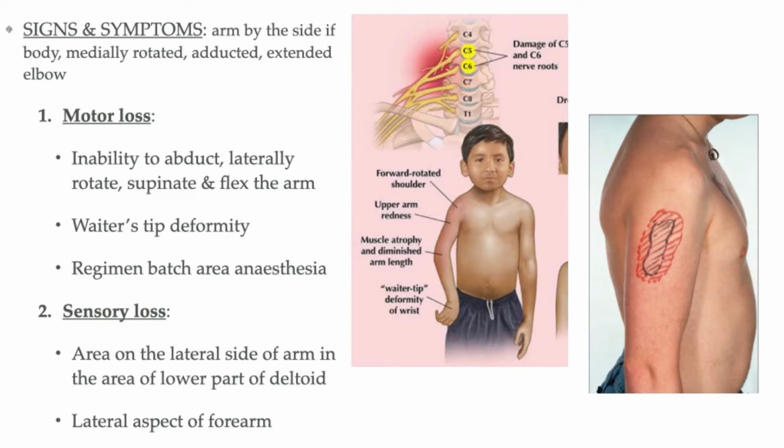Apart from the motor loss, patient also complains of sensory loss over the area supplied by the axillary nerve and the musculocutaneous nerve, which are over the upper part of the lateral surface of the arm and over the lateral surface of the forearm.